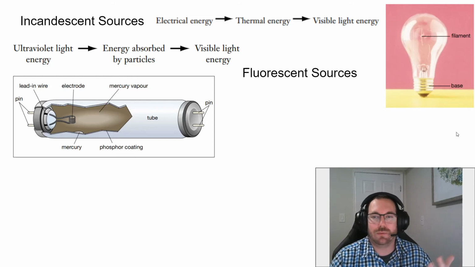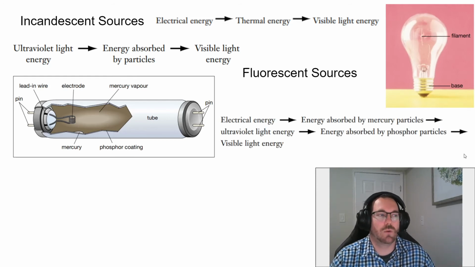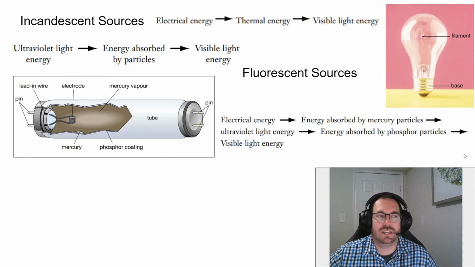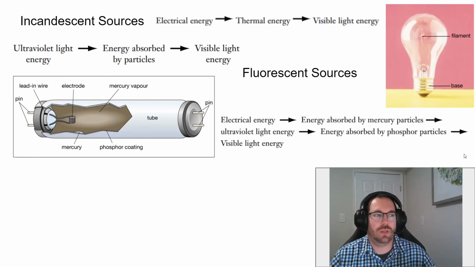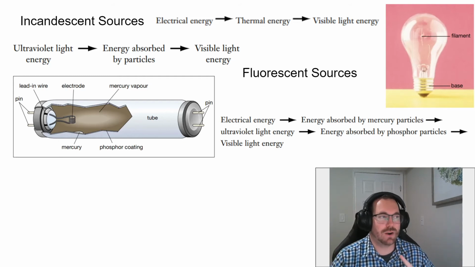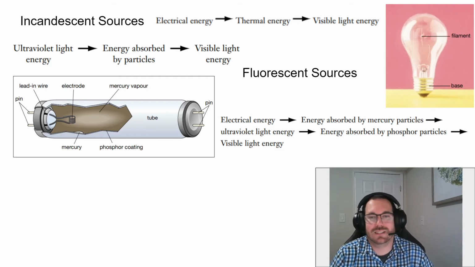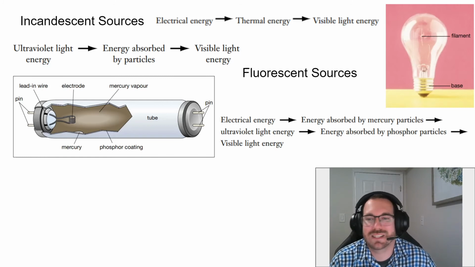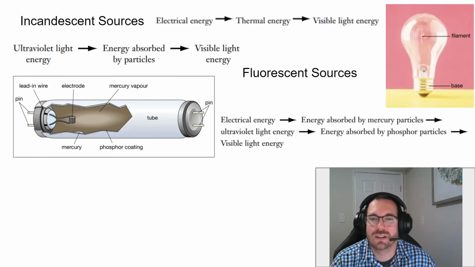The energy pathway for this looks a little bit more complex, but it's the same sort of idea. It's just this time we're starting with electrical energy, which then gets absorbed by the mercury particles, which then turns into ultraviolet light energy, which then gets absorbed by phosphor particles, which then can create visible light energy. A little more complex, but that's the way that that would work.